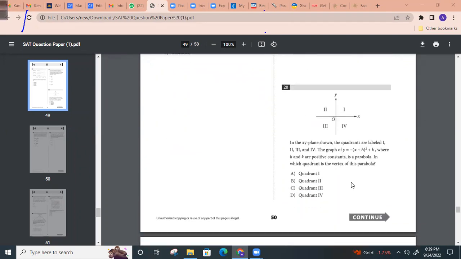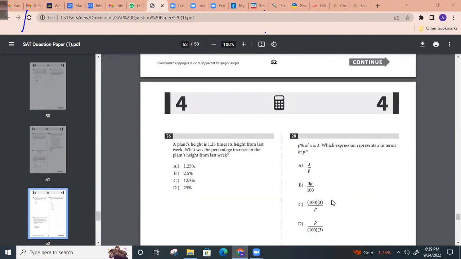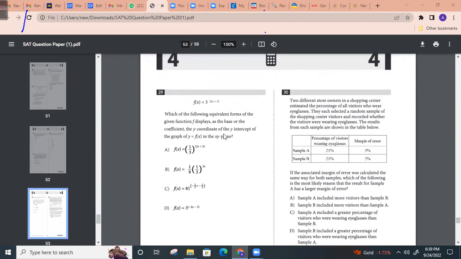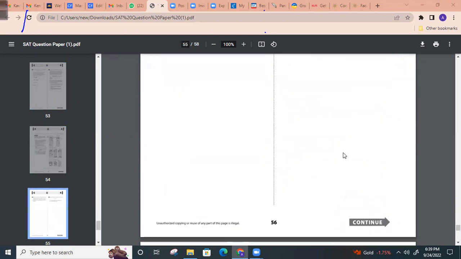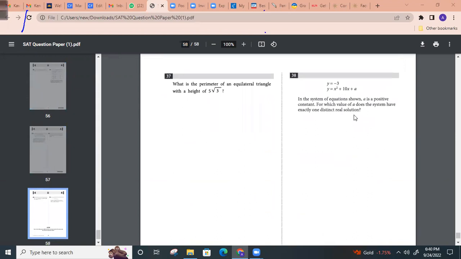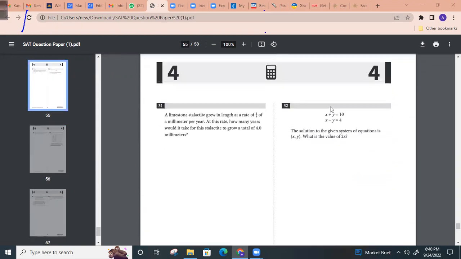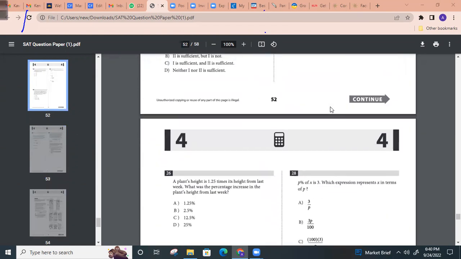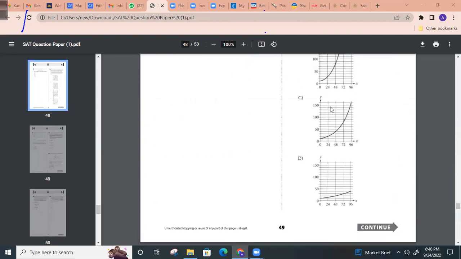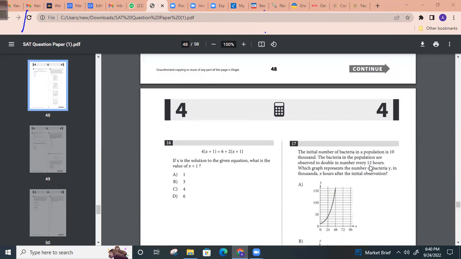So if you're asking me about function questions, you'll get a minimum of 14 to 15 function questions. This is a function question, quadratic equation, quadratic functions. I'll show you the actual functions that you can see here. Box plot, function questions.